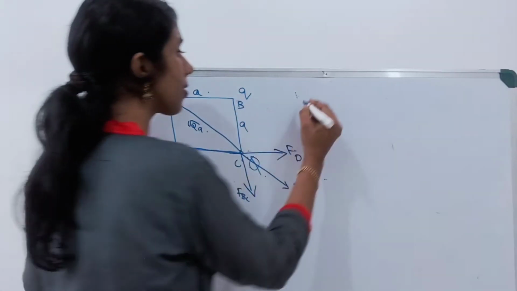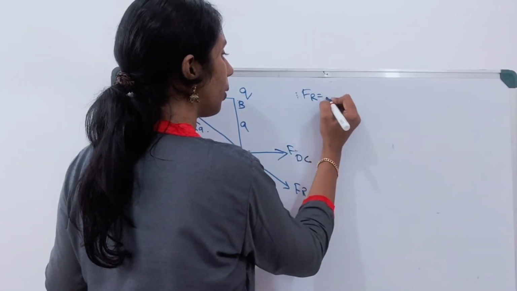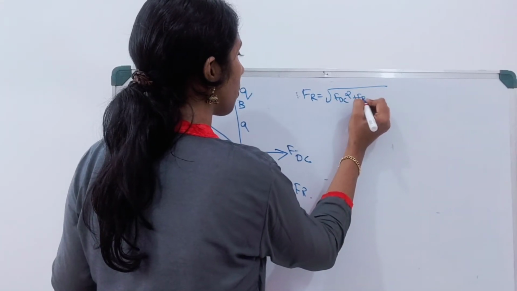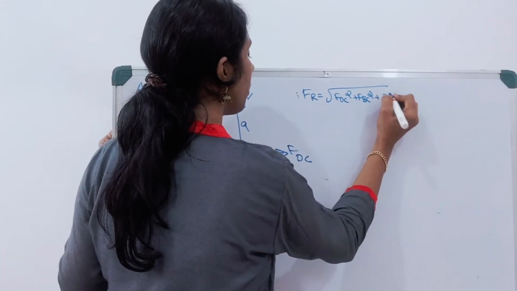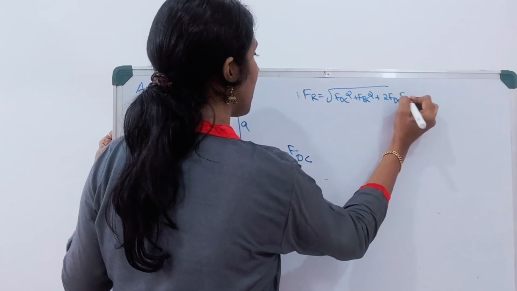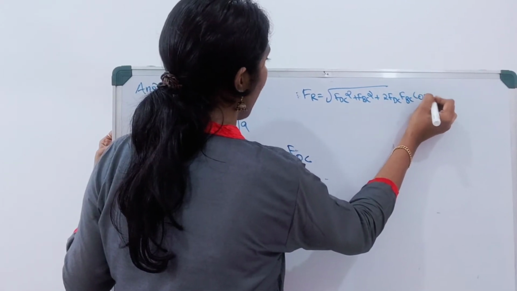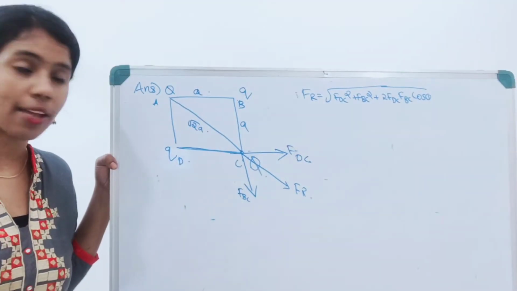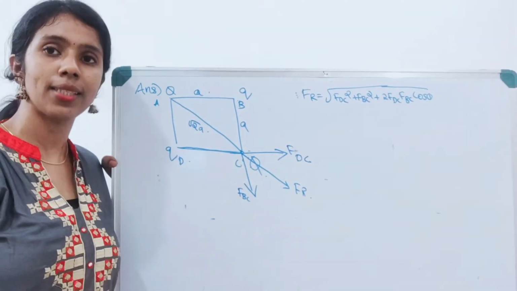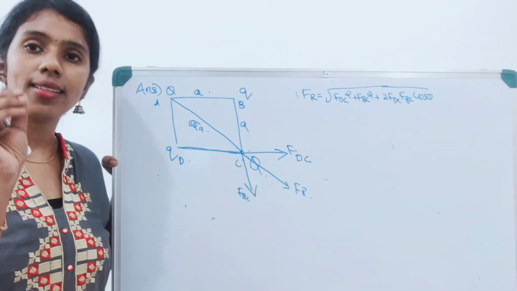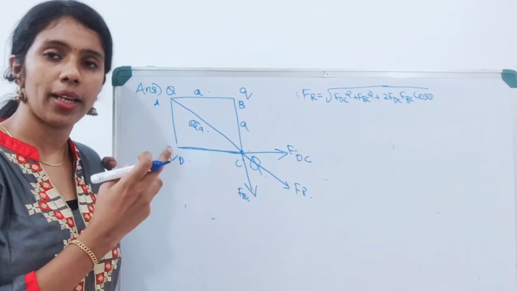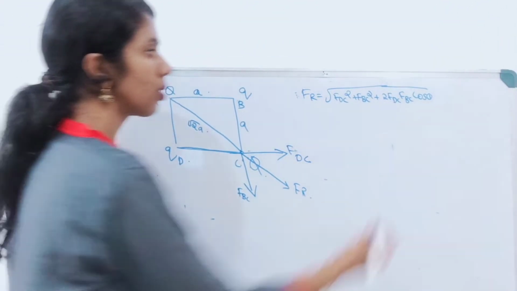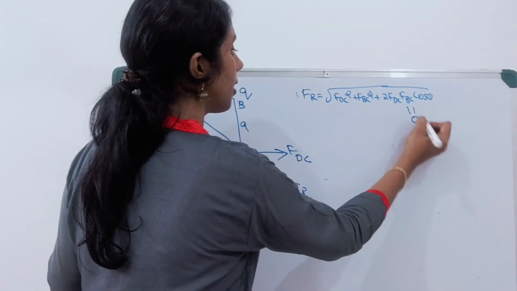Here we will find the resultant force Fr, which is equal to the root of FDC square plus FBC square plus 2 FDC FBC cos theta. According to the parallelogram law of vectors, the resultant force is root of FD square plus FB square plus 2 FD FB cos theta. Here theta is 90 degrees because we are considering a square. As a result, cos 90 is equal to 0, so the last term becomes 0.